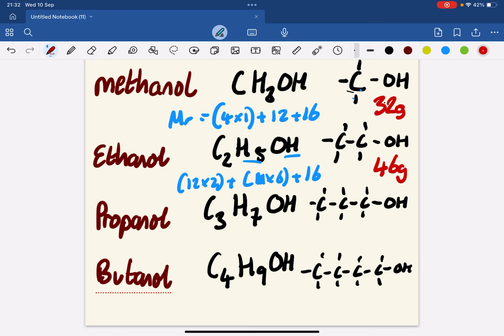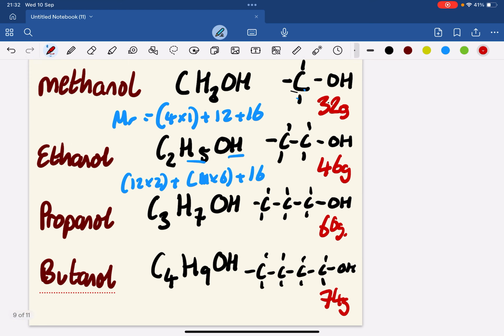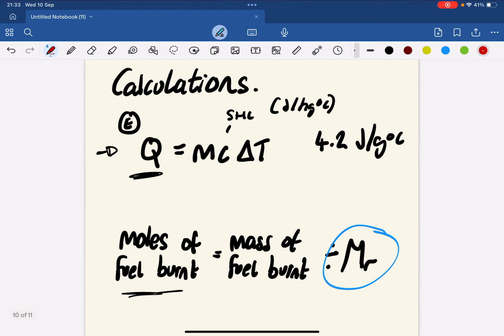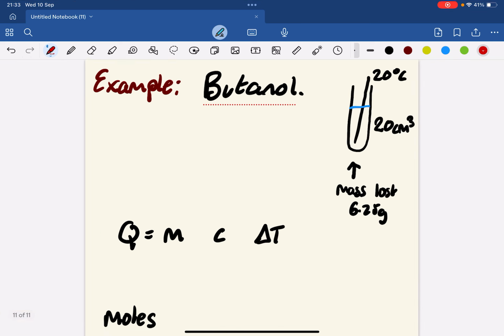It's 60, I believe, for propanol, and butanol, 74 grams. So let's have a look at a worked example.